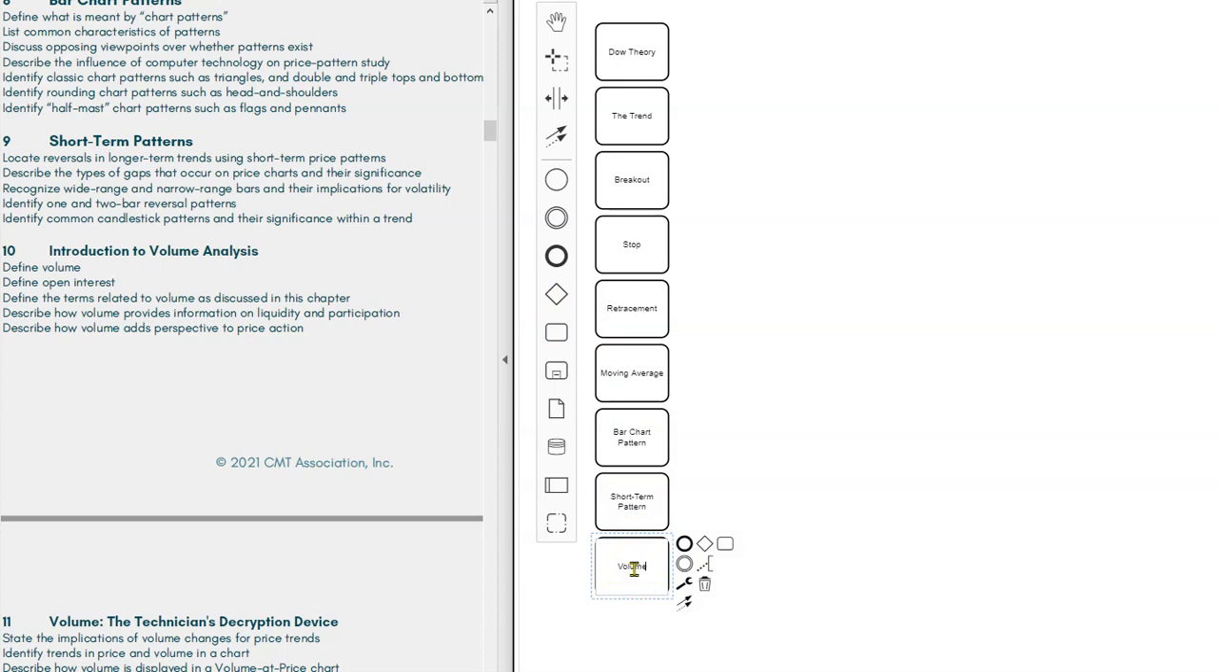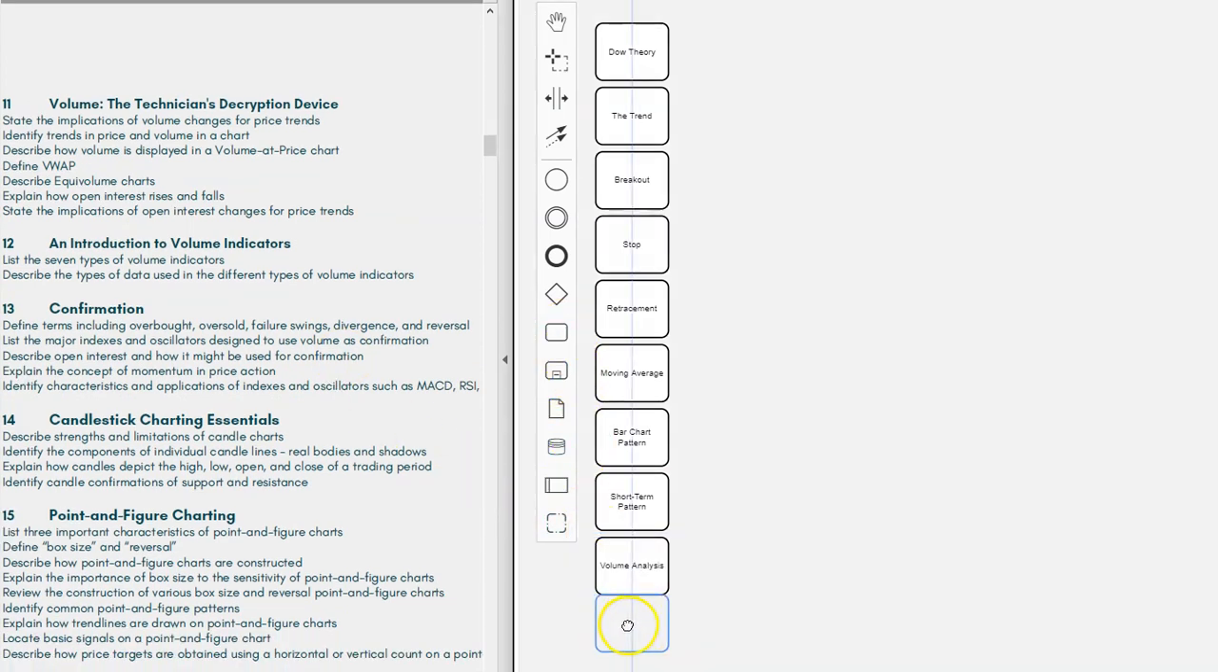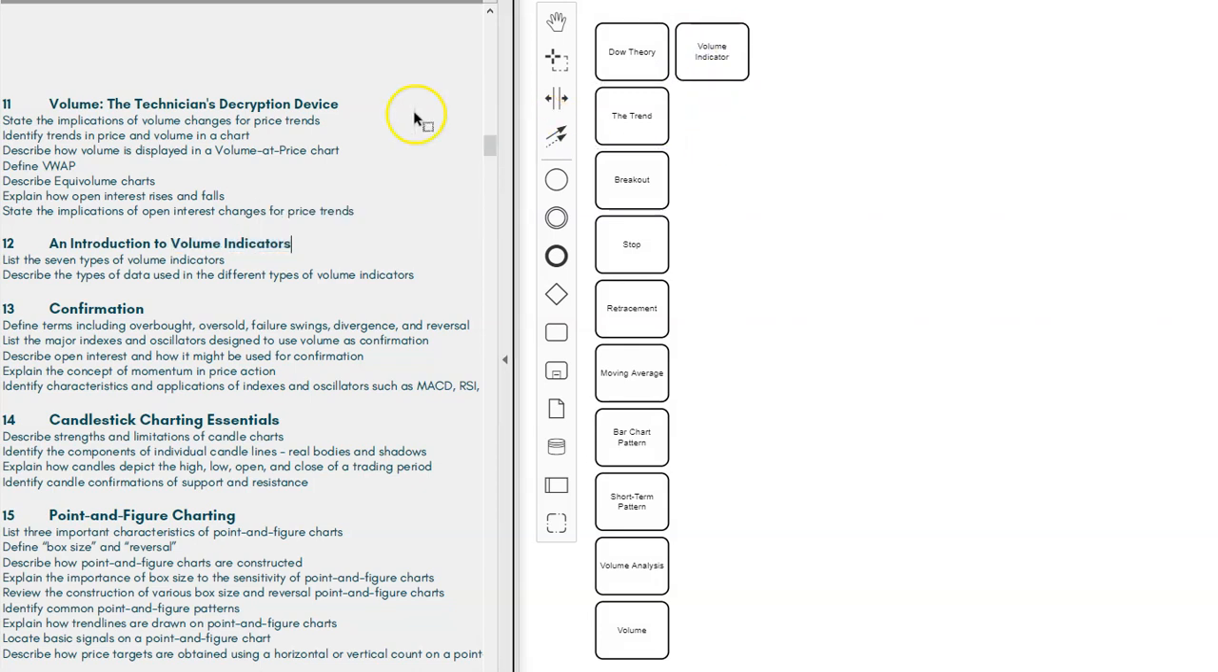Volume analysis. Volume. Here's volume indicator. Now, that tells me there's other types of indicators. So let's put in indicator. Confirmation.